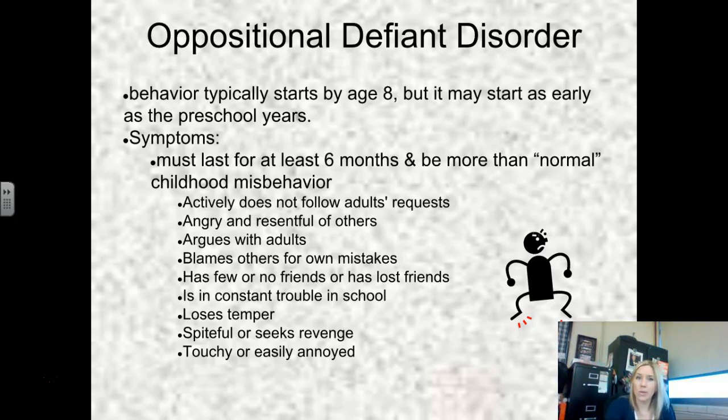So, if a person with ODD, for example, were in class with me and they got a poor grade because they made a mistake on something that looks pretty obvious to you or I, their response would be, well, this is entirely Miss Ogle's fault. She didn't do what was needed for me to be able to be successful there. They have very few friends, if possibly any friends at all, because of this highly argumentative and oppositional behavior. They're constantly in trouble, lose their temper very frequently, and a lot of the reason why they lose friends, too, is very spiteful and vengeful behaviors that they have toward other individuals.